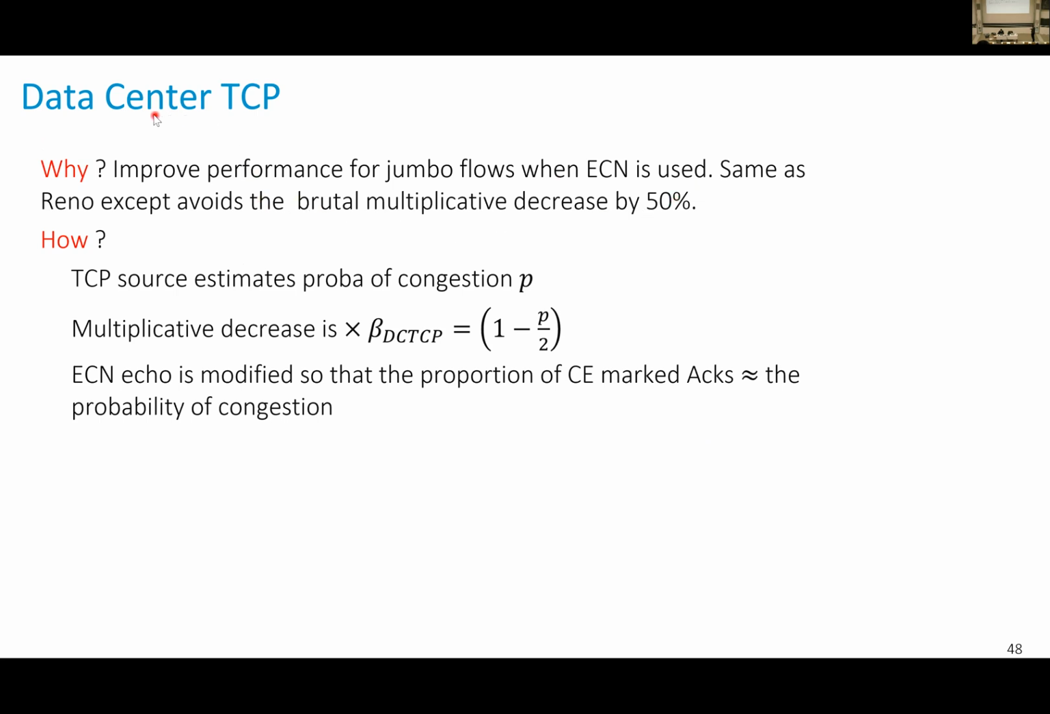The goal of data center TCP deviates from CUBIC or Reno by avoiding the multiplicative decrease by 50% with Reno or 30% for CUBIC. And the reason is that when we have huge transfers to do, even this small oscillation, even 30%, still means you're not using 10 or 20% of the capacity here. And since you're really trying to push performance as much as you can, you don't want to do this. So what does it do?